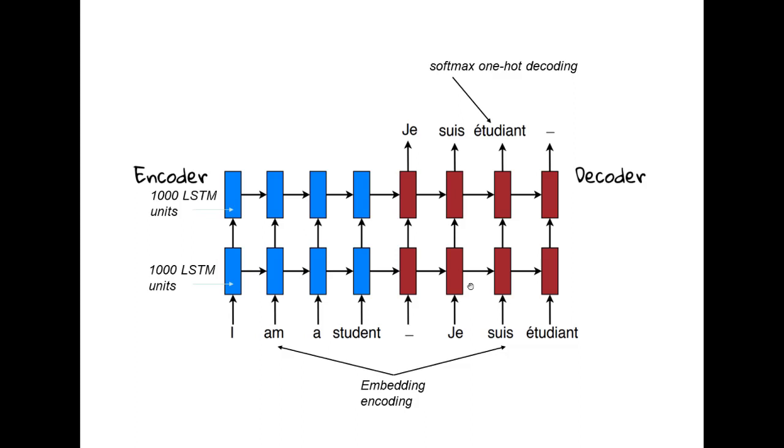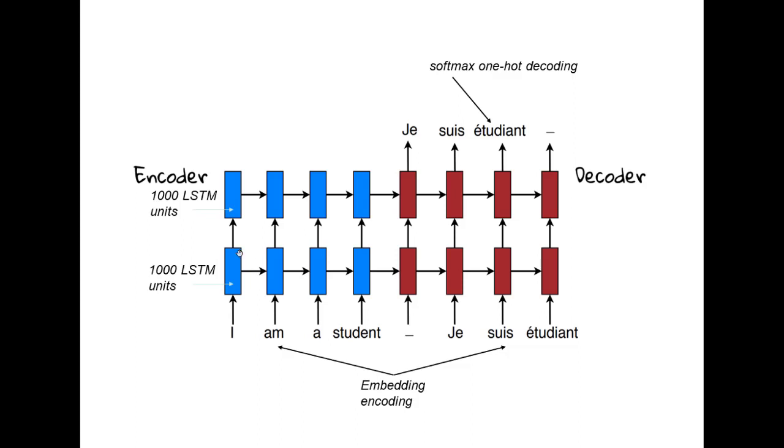So this is how it looks. You put your sentence here at the input: I am a student, and what you want to get out is je suis étudiant. So this is English to French. Here you see the words which are encoded by embedding vectors. So it's not y, it's the embedding vector of I, of am, of a, of student.